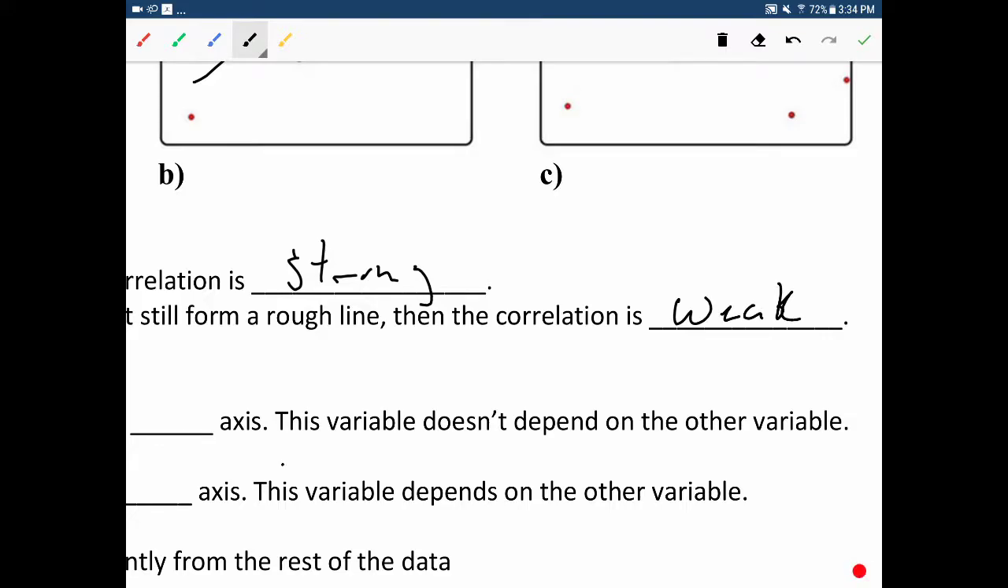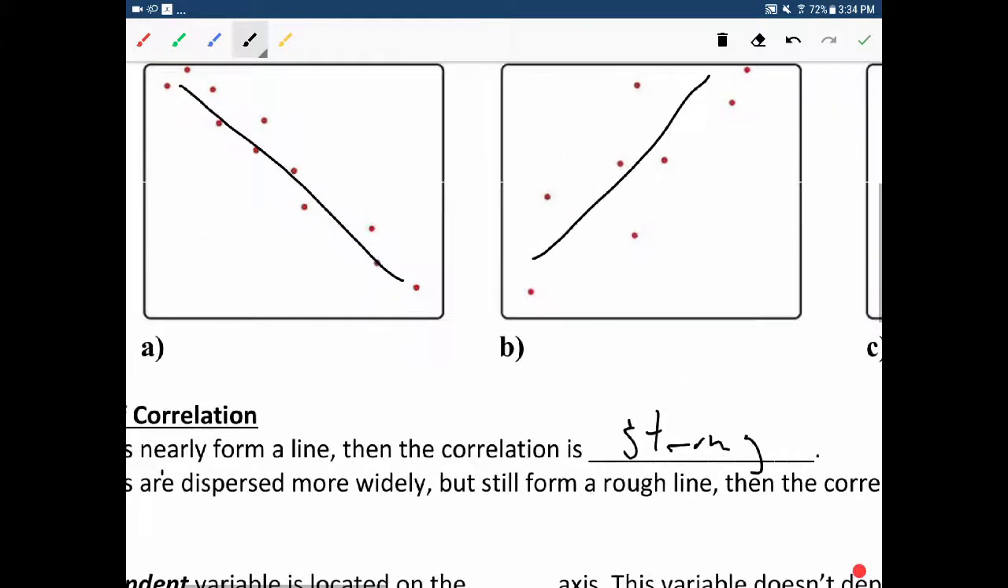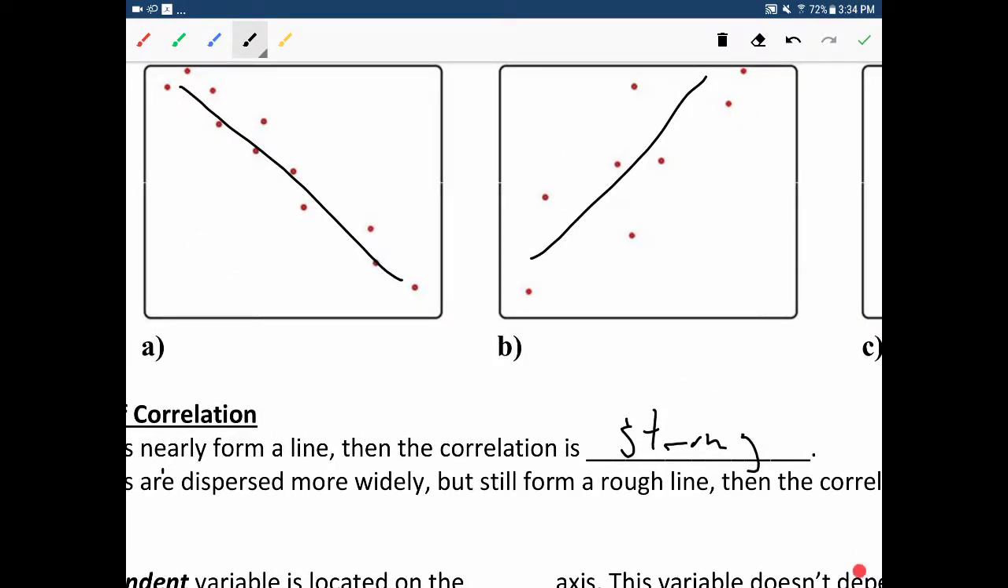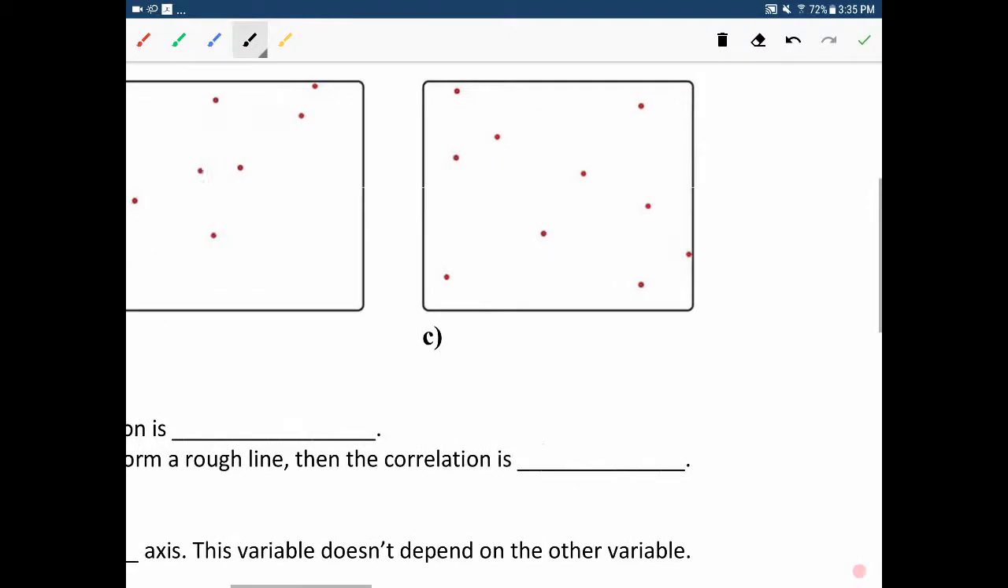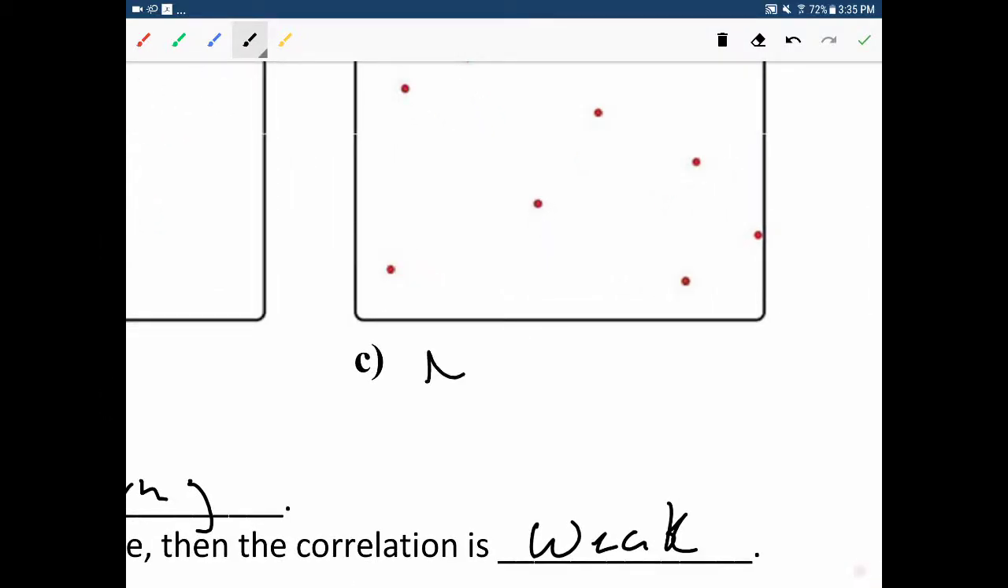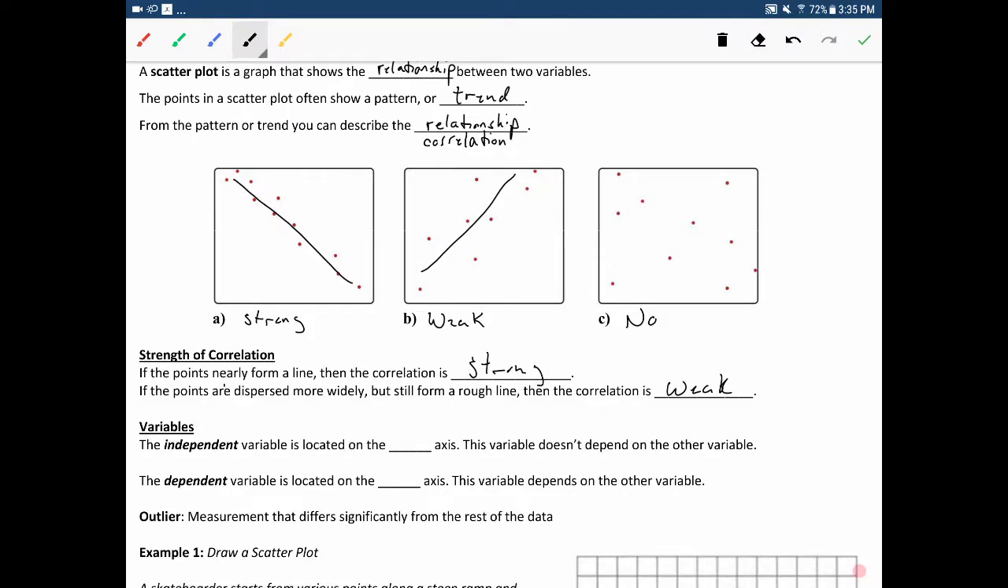If we go back to these examples, this one with the downward trend was downwards, but it was very strong. That's a strong correlation because look how close those points are to that line that I've drawn. This one has a much weaker correlation. And finally, this one has no correlation. If there is no relationship, you just say there's no correlation.